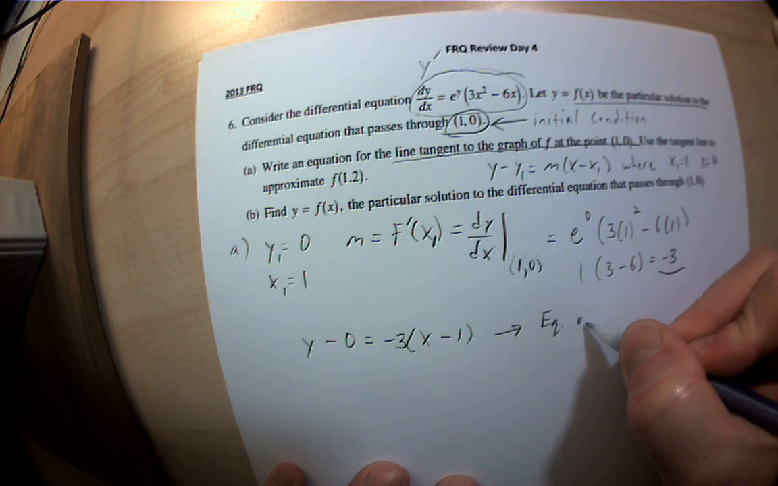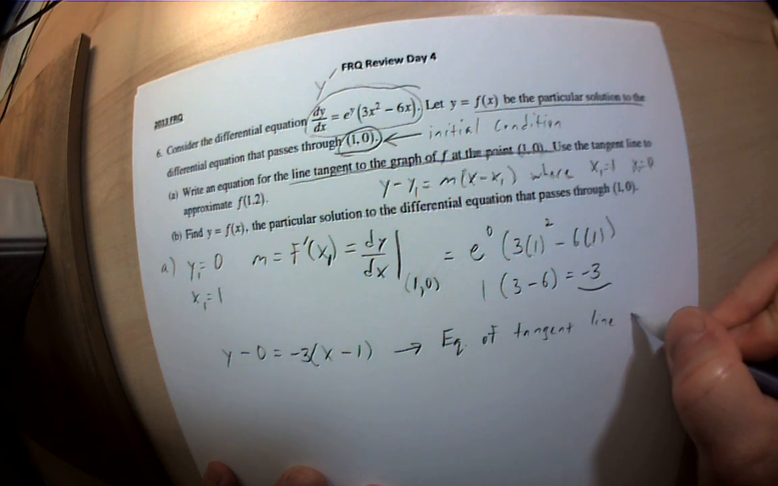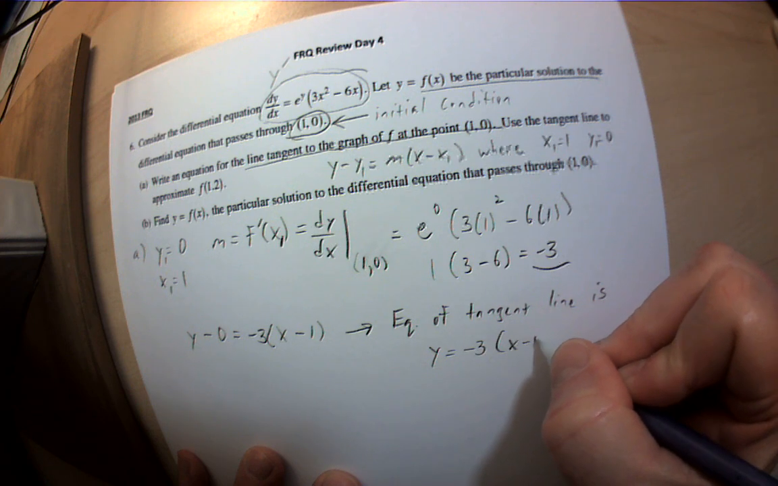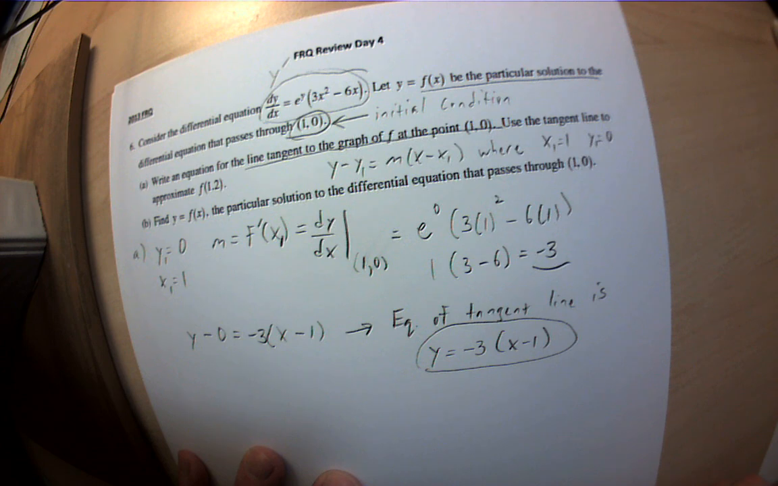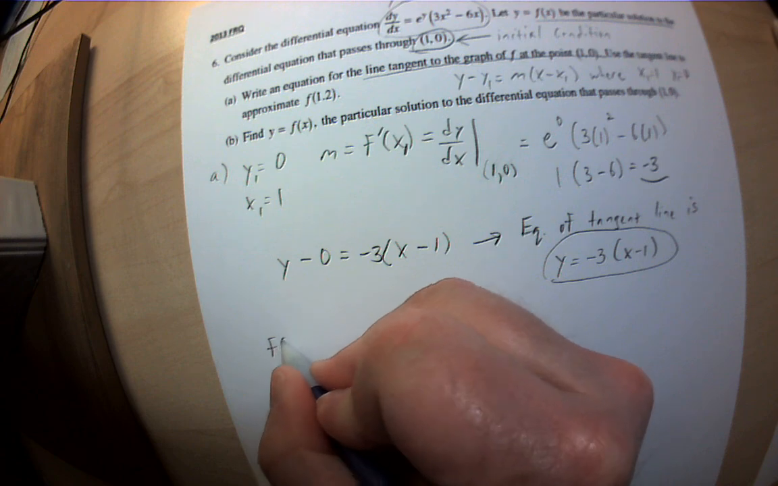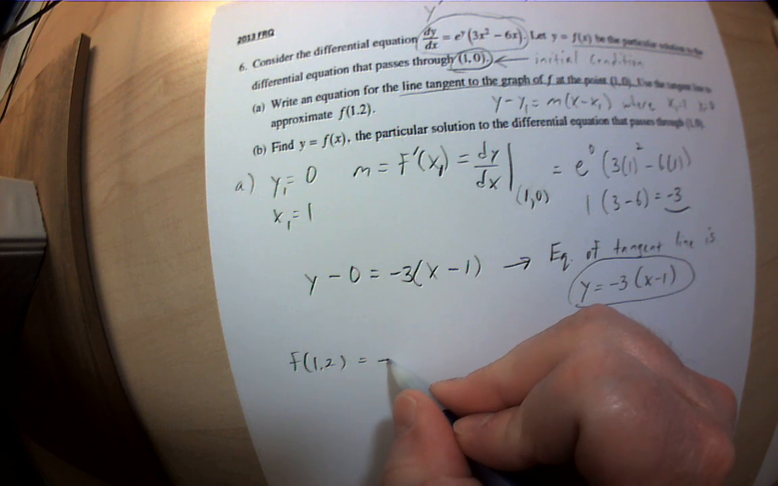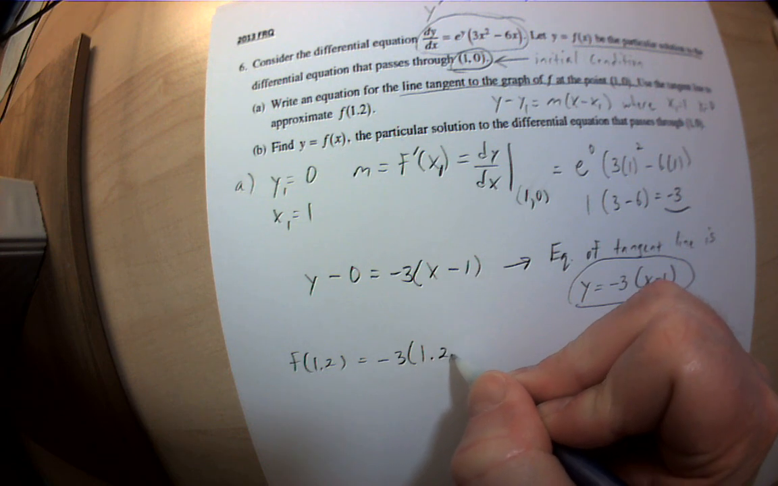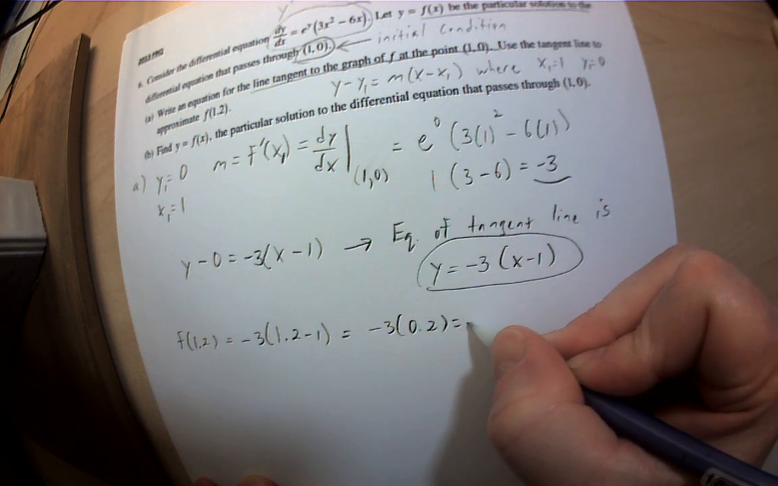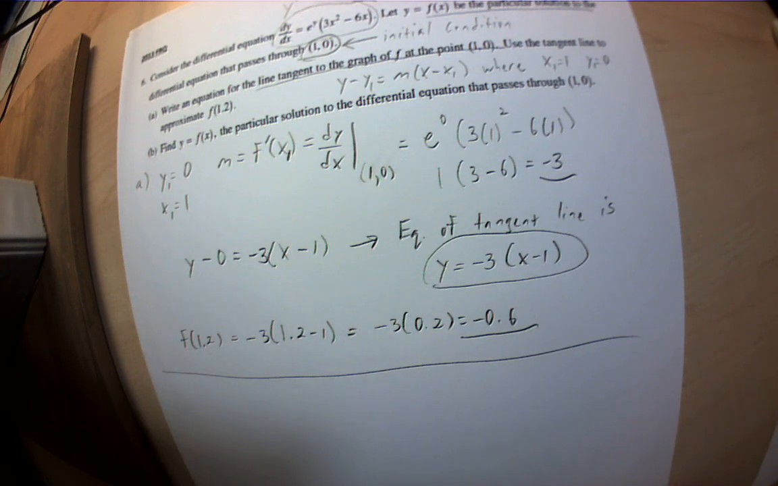Equation of tangent line is y equals negative 3 times x minus 1. Looking over at the solution, they gave 2 points to get to that point. Now, guys, what they want is they want f of 1.2. So all I do is I plug 1.2 into the equation. That's negative 3 times 0.2. It's negative 0.6. Yeah, that's another point. All right? So that's 3 out of 9 points.